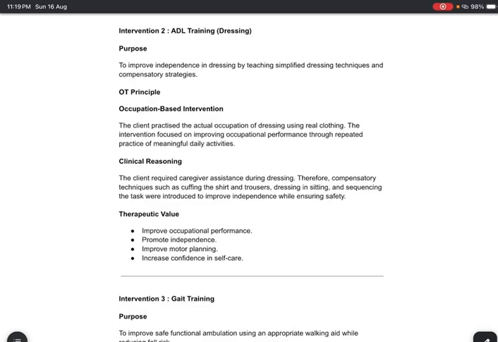The therapeutic value of this intervention was to improve occupational performance, promote independence, improve motor planning, and increase confidence in self-care.